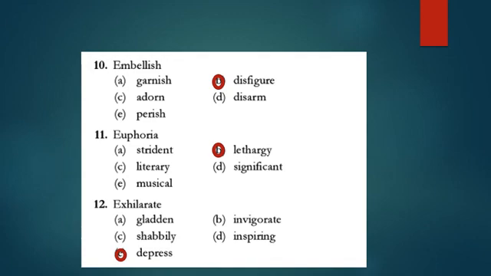Euphoria, a lot of excitement or enthusiasm. And lacking that enthusiasm or excitement, that's lethargy. What does strident mean? Strident means very rough. Exhilarate, to make happy. And the opposite of that will be depress, because invigorate means to give strength. So all the others are very positive words, but shabbily is also a negative word, not very neatly. But the opposite word of exhilarate will be depress. Embellish, disfigure. Euphoria, lethargy. And exhilarate, depress.